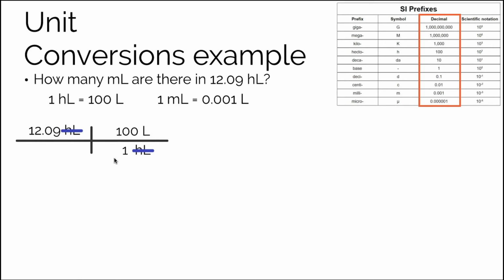Now, once you have set this up, all you have to do is calculate and put your numbers together. So if you just copy this over into a math operation, we get that 12.09 multiplied by 100 liters divided by 1. If you put this into a calculator, the result that you get is 1,209 liters.